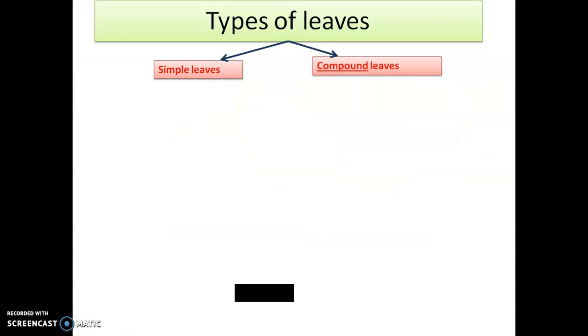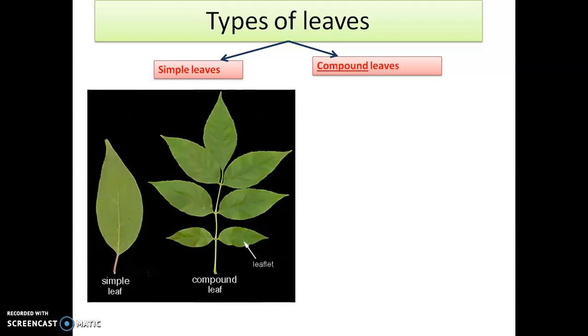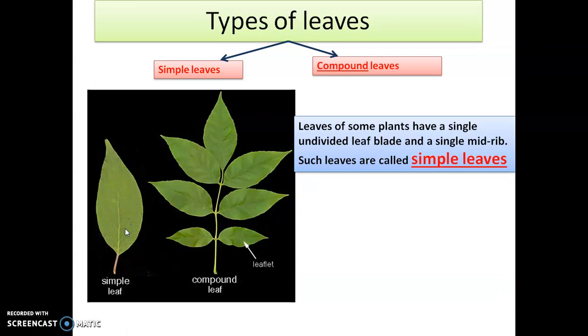Then next we go to the types of leaves. The two main types of leaves are simple leaves and compound leaves. Now let's study what is simple and what is compound. First we study the simple leaf. What is a simple leaf? Leaves of some plants have a single undivided leaf blade and a single midrib. See here, this is a single undivided leaf blade and a single midrib. Midrib means middle vein, as I told you. Such leaves are called simple leaves.